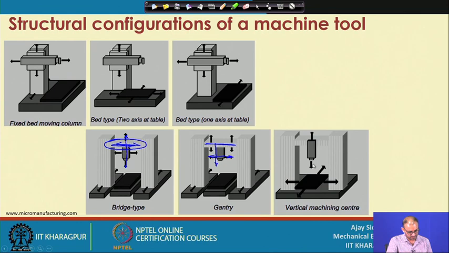And this is the last one. Here it is called a vertical machining center, or the C type construction, that I will show you in the next slide, which is similar to this type of thing.